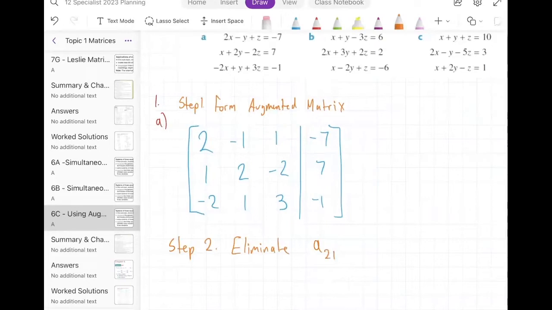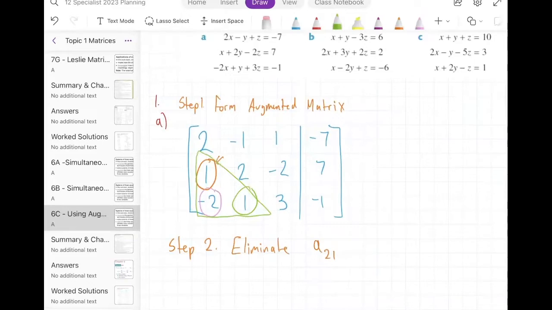What I mean by A21, sometimes this has different names, but this is what we looked at when we first were labeling our matrix. A21 refers to this element here, so second row, first column. I want to turn this number 1 here into a 0. That's the first part. Then the next step is to turn this number here into a 0. And the final step is to turn this number here into a 0, creating my triangle. And we'll talk about the operations we can do to do that.